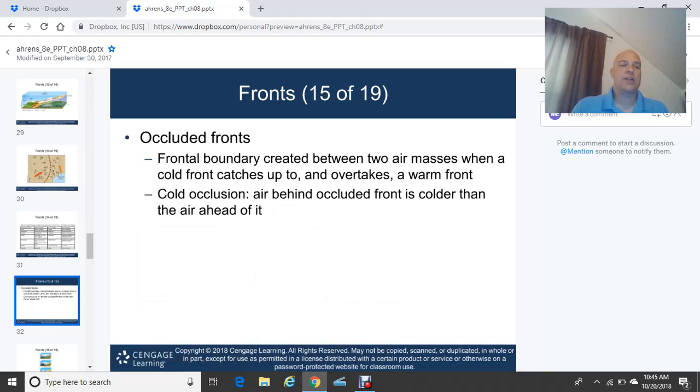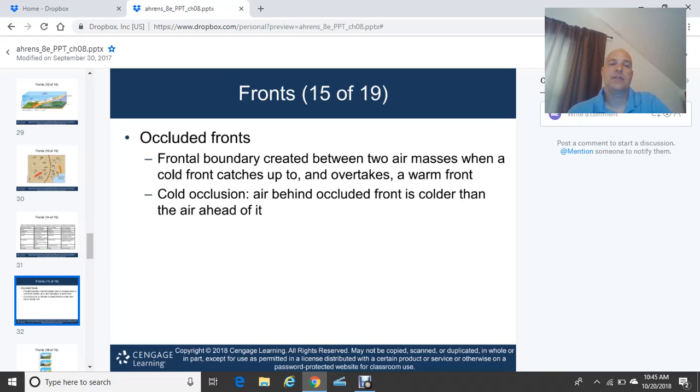All right, next we're going to talk about occluded fronts. Occluded fronts are interesting because they're a combination of both cold and warm fronts. So what happens is you have a frontal boundary that's created between two air masses, and an occluded front occurs when a cold front catches up to and overtakes a warm front.